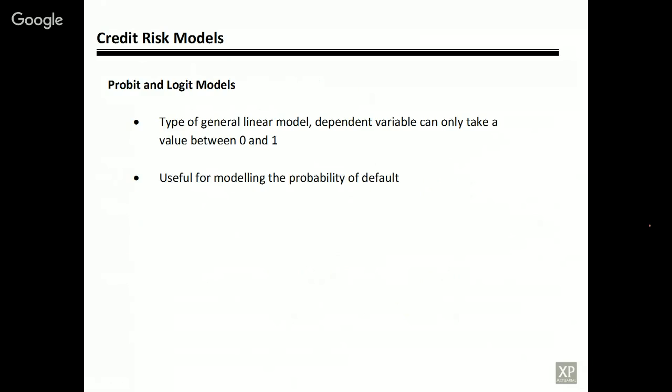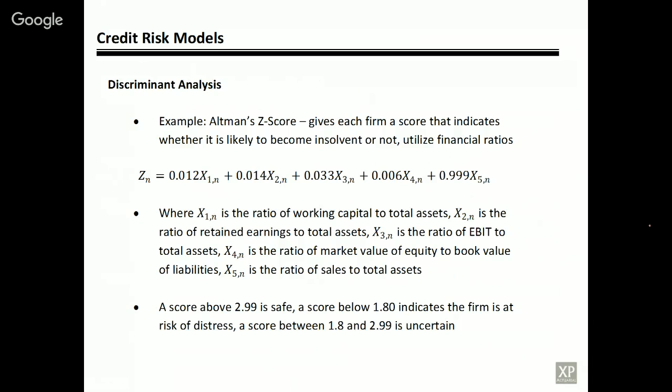Probit or Logit models are a general linear model where the dependent variable can only take a value between 0 and 1, and it is usually used for modeling the probability of default. Discriminant analysis, an example would be Altman's z-score, gives each firm a score that indicates whether it is likely to become insolvent or not, and it utilizes financial ratios. A score above 2.99 is safe, whereas a score below 1.8 would indicate that they have some risk of distress. The problem with this is it relies on financial ratios, which can be skewed by management.